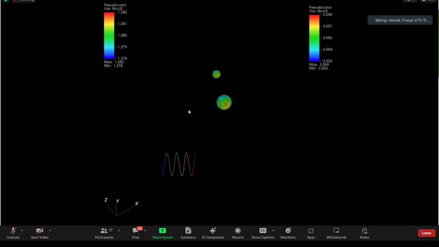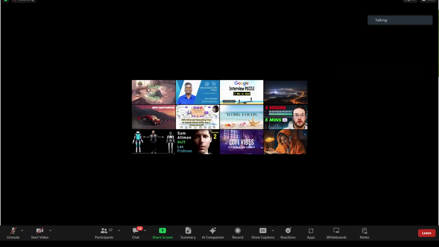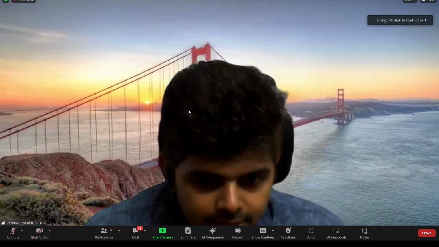The gravitational waveform from the system is plotted below. And as time goes on, the deformations increase, as you can see from the intensity of the colors here, before they would finally merge to form a single horizon. Okay. Going back to the presentation.